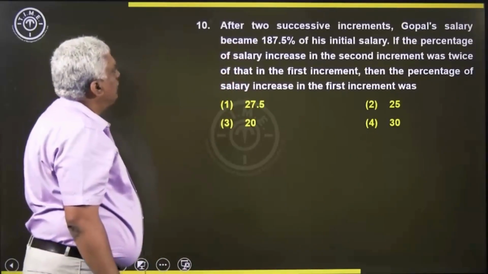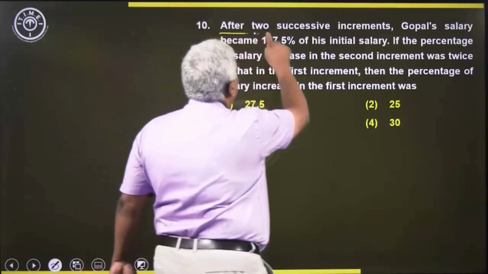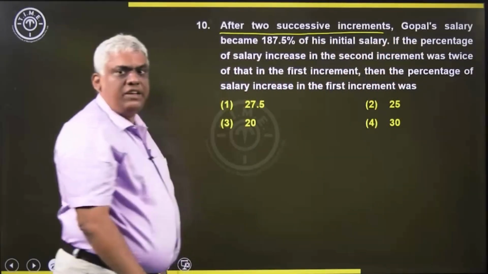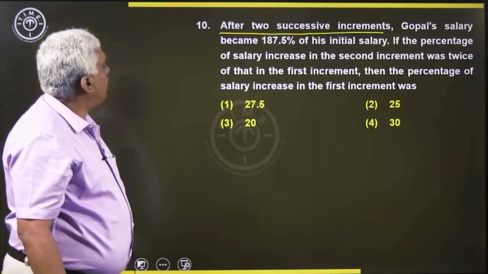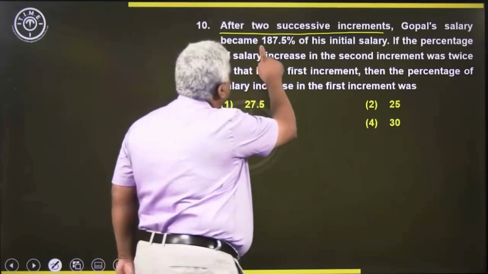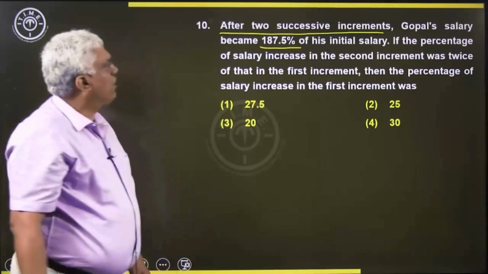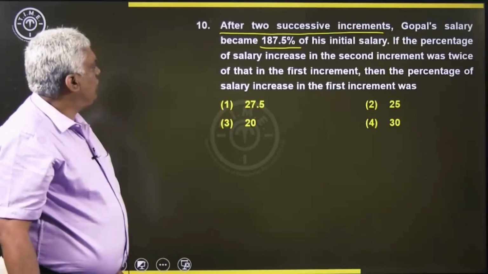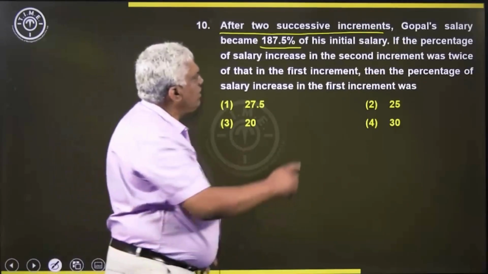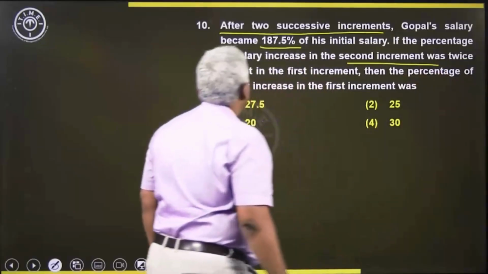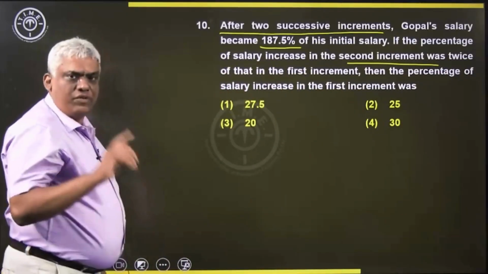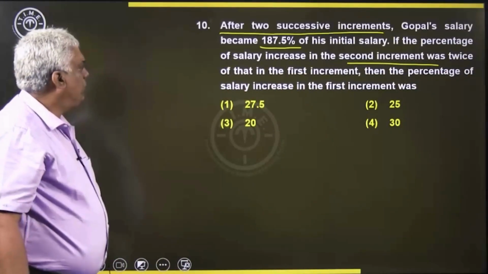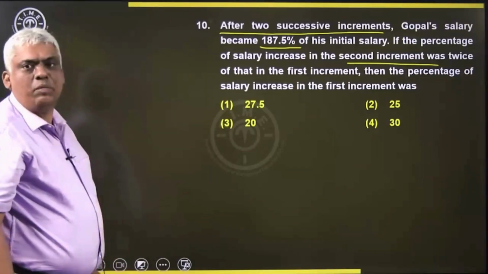Now, next question is: after 2 successive increments, Gopal's salary became 187.5% of his initial salary. If the percentage of salary increase in the second increment was twice that of the first increment, then the percentage salary increase in the first increment is?